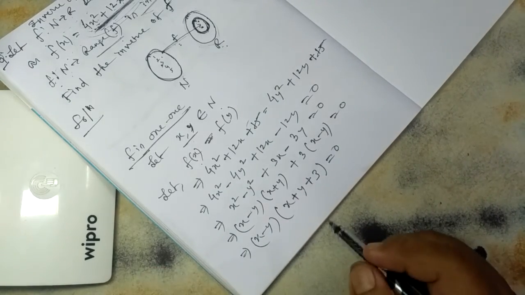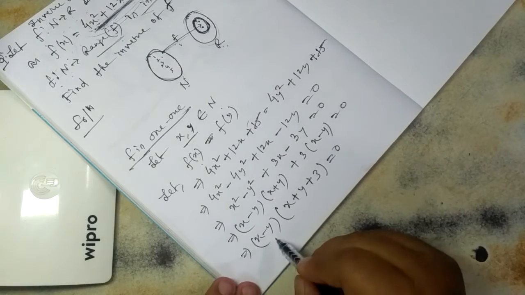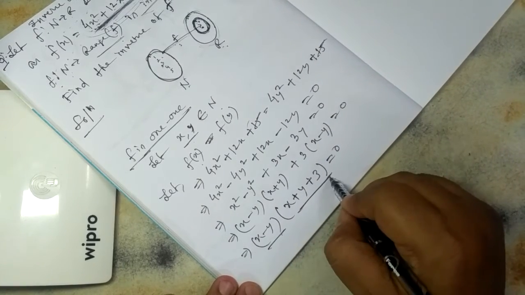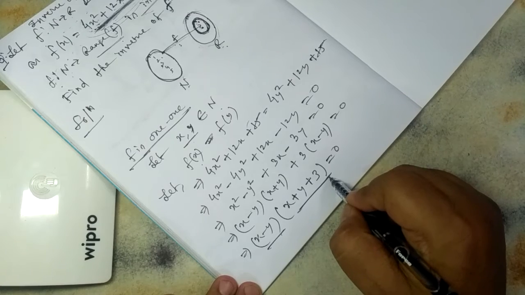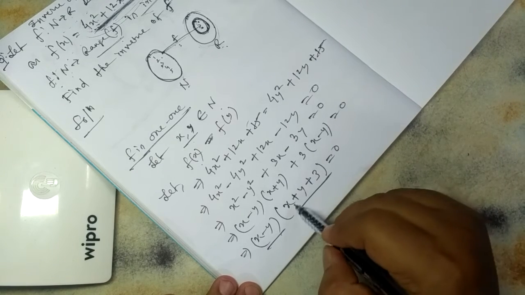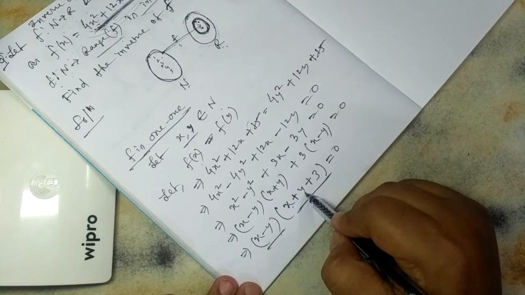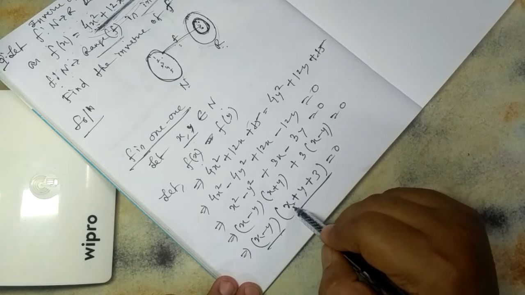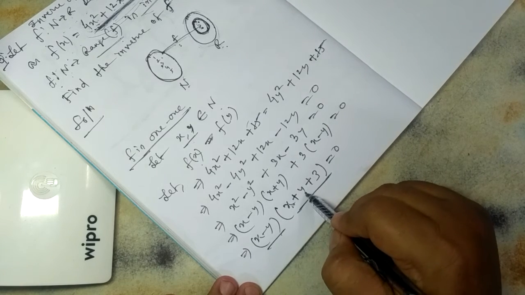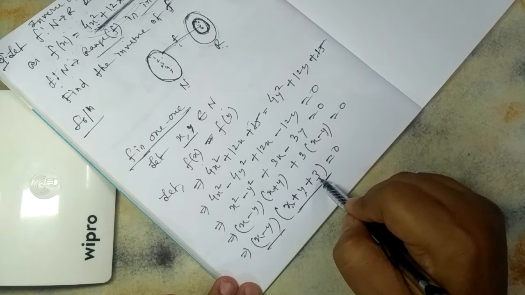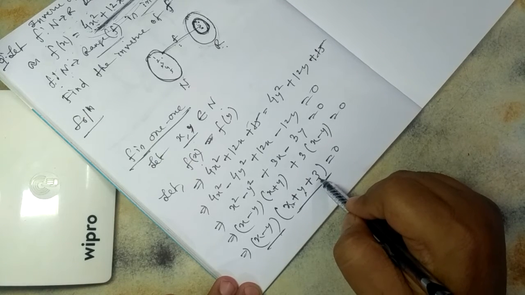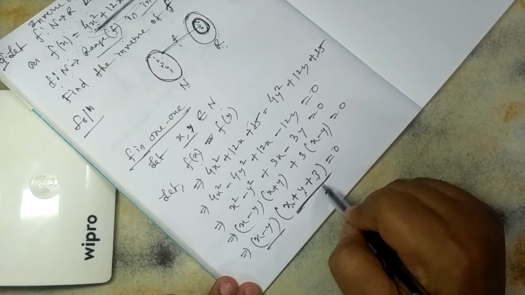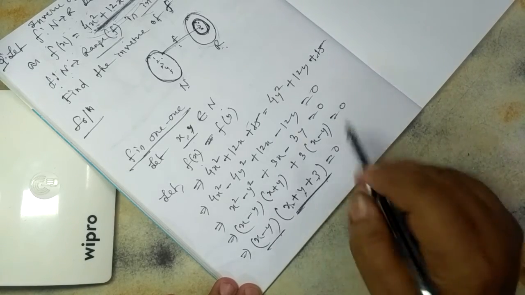Now what does it mean? It means that x minus y may be equal to 0, or x plus y plus 3 may be equal to 0. But look at it, x and y both belong to natural numbers. Natural numbers are always positive. So x plus y is a positive number, and if you add another positive number to it, it cannot be 0. It is always going to give you a positive number. So x plus y plus 3 is not equal to 0.